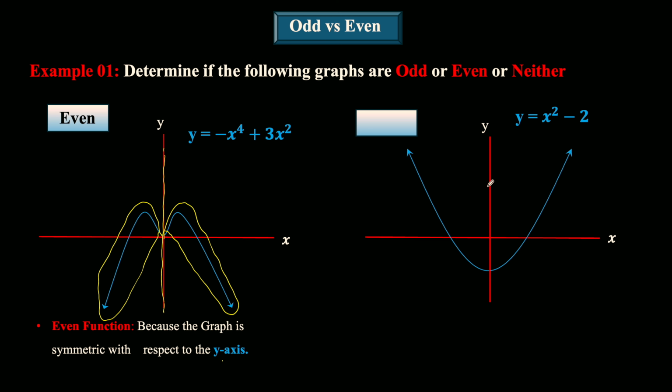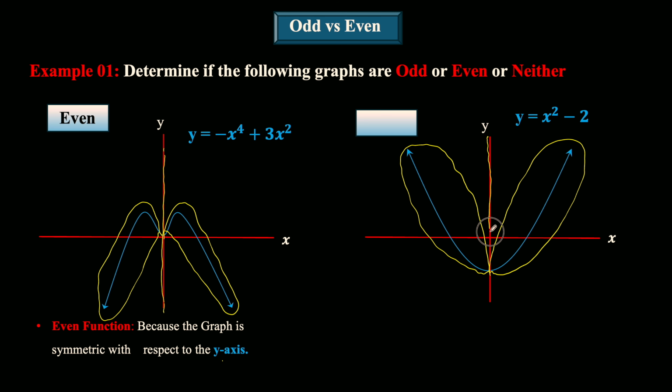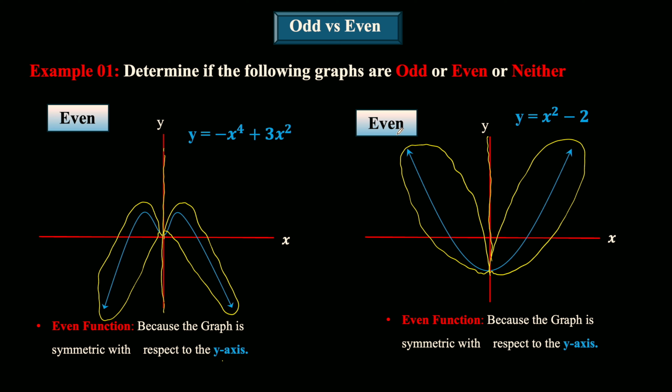Let's see this graph also. We see that it does not cross the origin, right? So we check, is it even? You see that from here, this is symmetric with this, right? With respect to the y-axis. So it is even, okay? Even function because the graph is symmetric with respect to the y-axis.